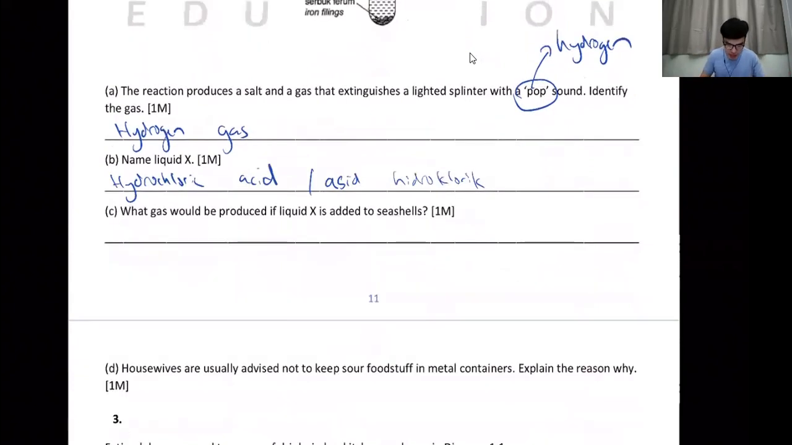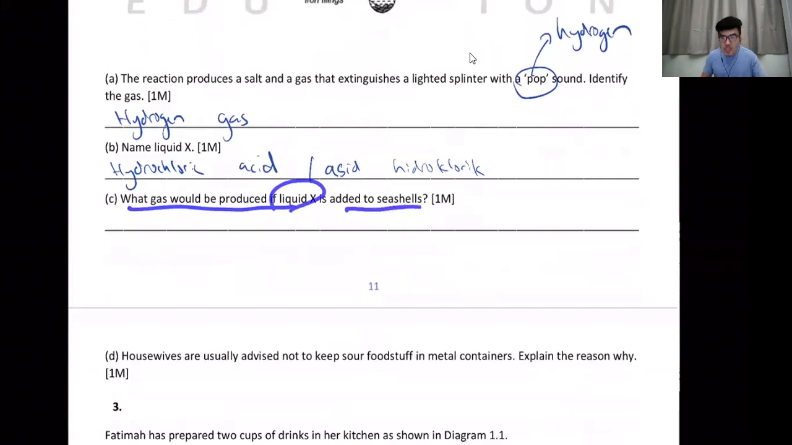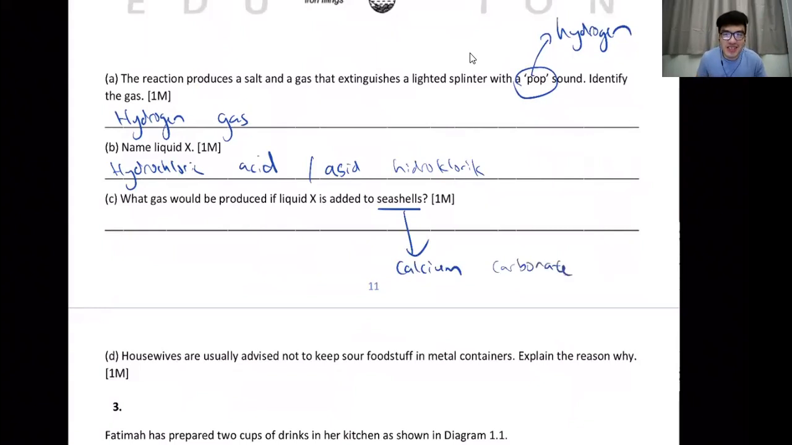All right, so next, what gas will be produced if liquid X is added to seashell? Oh my God, sir, what is this? This is not in the notes. But this thing is in your Form 3. Do you remember? Like I said, your seashell, your limestone, your teeth, the shell of your chicken egg, they are all made from calcium carbonate. This was in your Form 3 chapter 6, wasn't it? That's your calcium carbonate. We shall revise this next week. Don't you worry. So calcium carbonate, when you add acid to it, what gas? When you see the word carbonate, what is the gas that has carbon? Carbon dioxide lah.